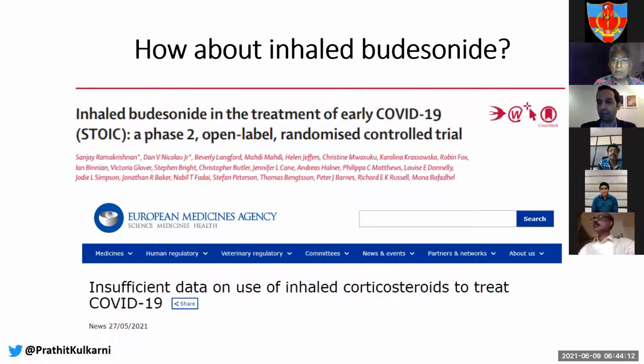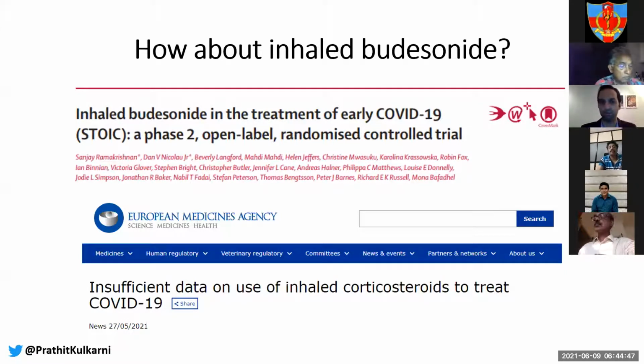There's been a lot of talk about inhaled budesonide, which is an inhaled corticosteroid, for treatment of mild to moderate COVID-19 at home. To date, there is only one randomized controlled trial evaluating inhaled budesonide for treatment of mild to moderate COVID-19. It was published in one of the Lancet journals in the United Kingdom about 1 month back. I showed it there. You can find it on the internet.